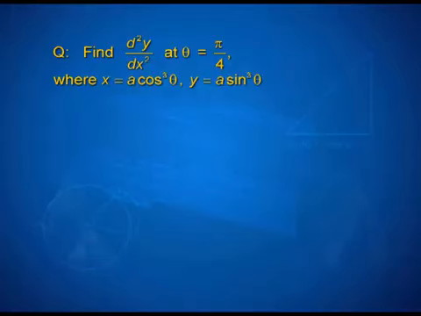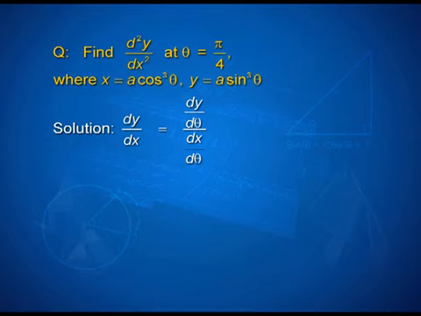To find the second order derivative, I definitely need the first order, and we have an understanding that dy by dx is the derivative of y with respect to theta divided by the derivative of x with respect to theta. So, let us get up to that point, starting with dy by d theta and dx by d theta using the chain rule.